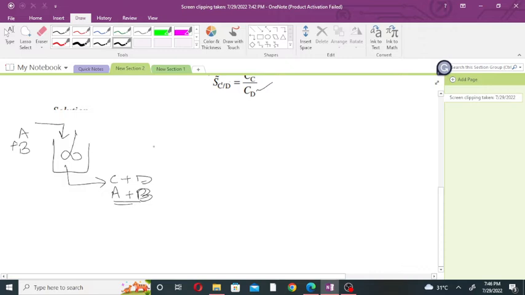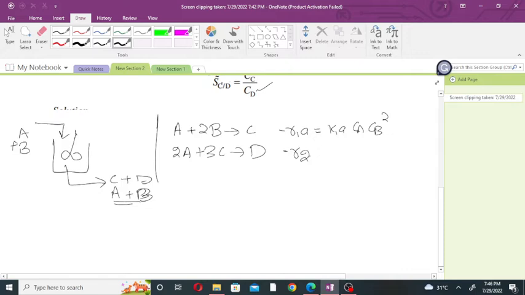Now, there are two reactions inside the CSTR. The first reaction is A plus 2B gives us C, and reaction number 2 is 2A plus 3C gives us D. The rate law for reaction number 1 is minus r1A equal to k1A into CA CB square, and for reaction number 2, the rate law can be written as r2C equal to k2C CA square and CC to the power 3.